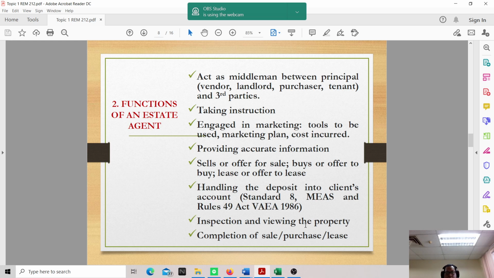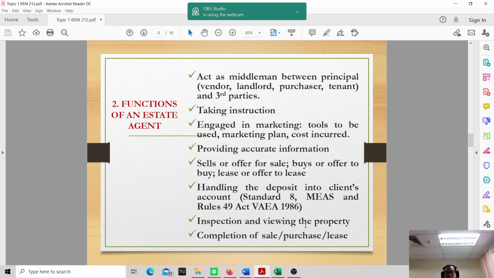Another thing is you must also be able to handle the deposit and put it into the client's account. Client's account means you have a separate bank account that you don't mix up with your personal bank account. So you set up a client's account, and then the deposit can be disbursed to the seller if everything goes well, or upon the SPA, once the transaction has been completed.